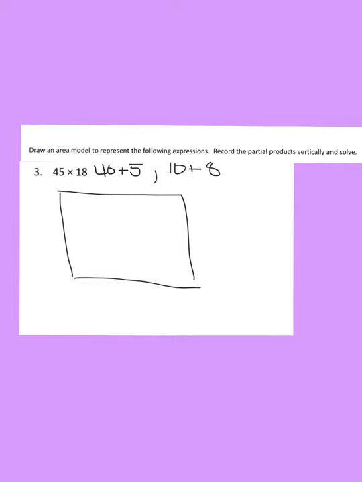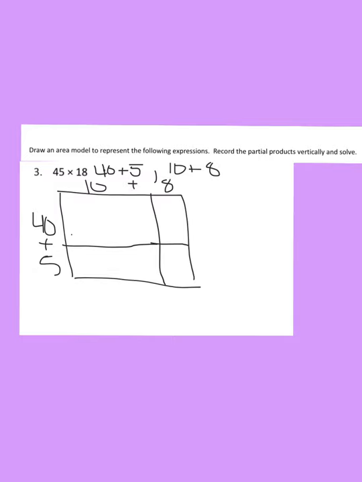So when we draw our area model, we can draw a big box. Our biggest area should be for 40 times 10. So we'll put that up on the top. We'll draw all the way across. And then we have 5 times 8. So we'll make a littler box over here. Now we can fill in our area model. First we have 40 and 5. And we have 10 and 8.